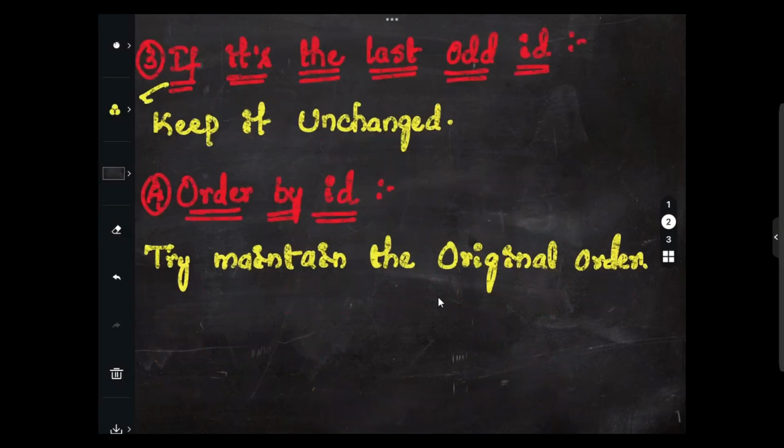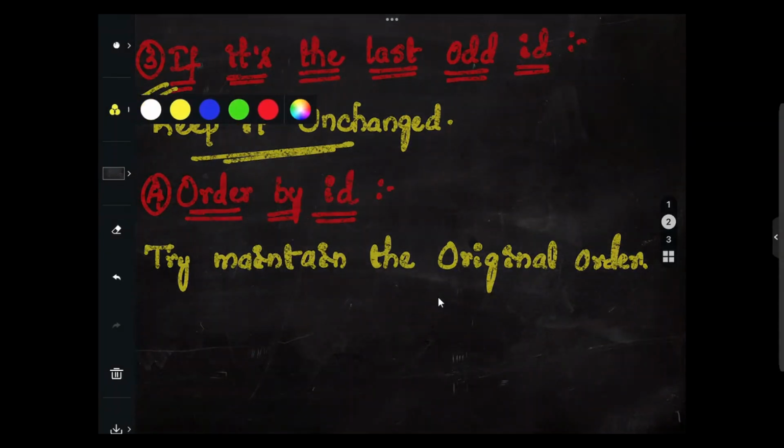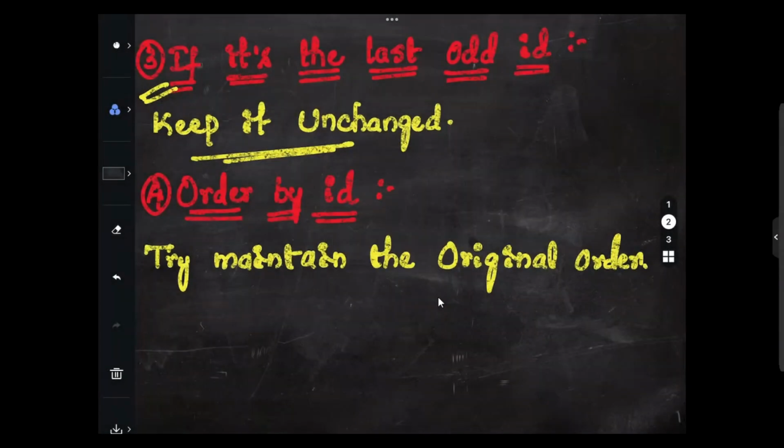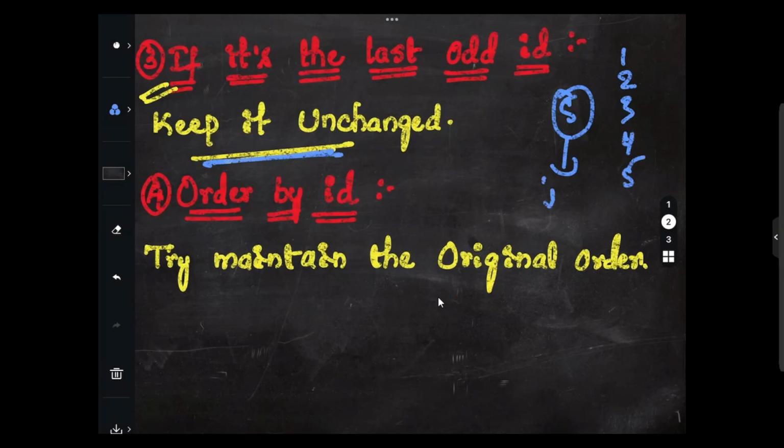Let's move on to the third step. If it's the last odd ID, then we will keep it unchanged. We already discussed this in the first example. We had 5 IDs, 1, 2, 3, 4, 5. The fifth one, James, remained unchanged. So if it's the last ID, we keep it unchanged.